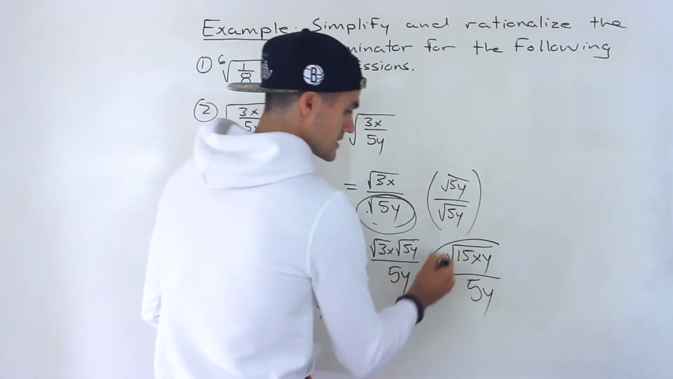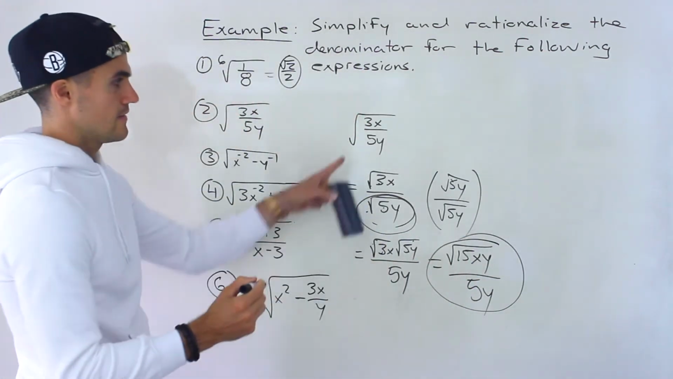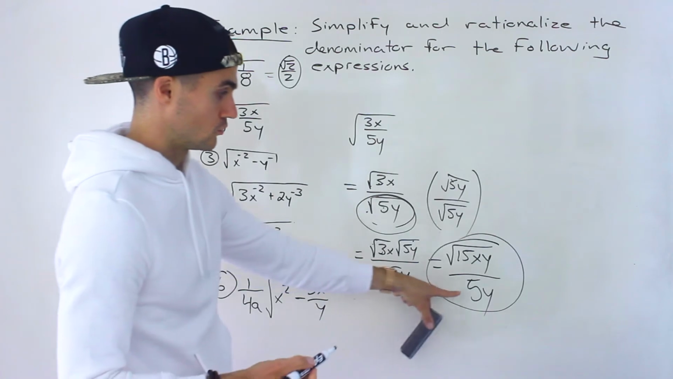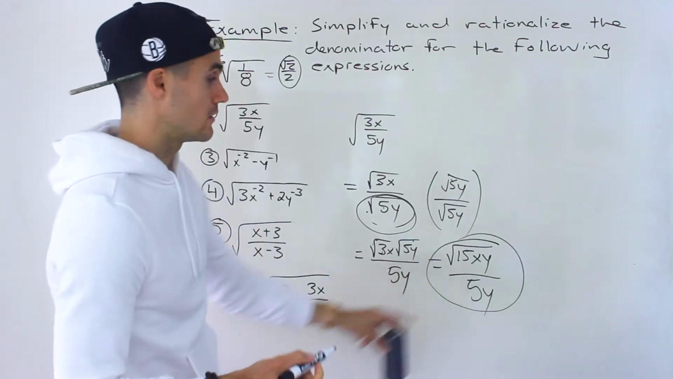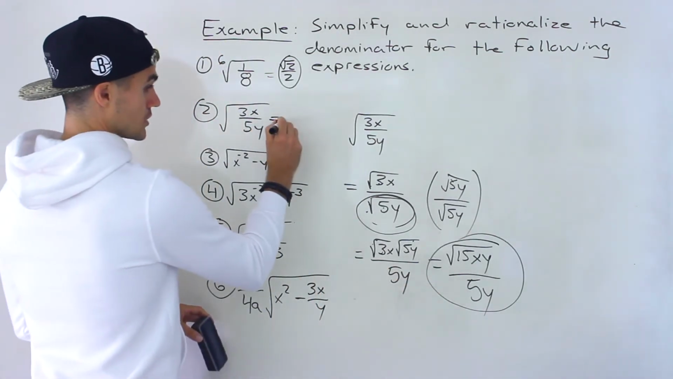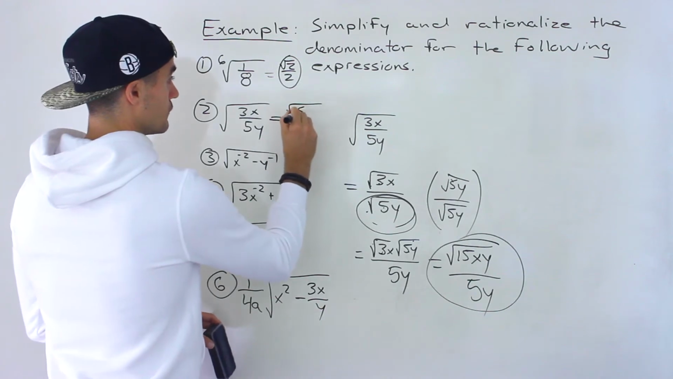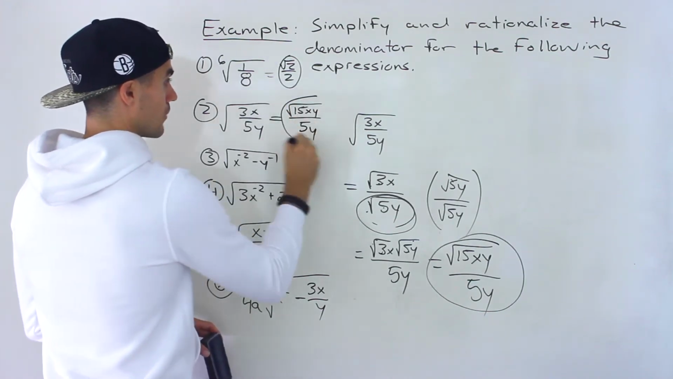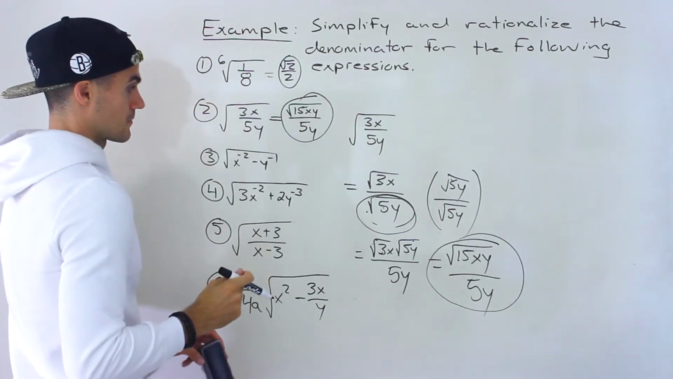So this and this, they're the exact same thing. It's just that now there's no radical in the denominator. We rationalized it. So we got root 15xy over 5y. Both of them are the exact same thing.